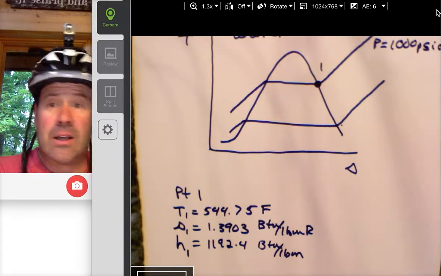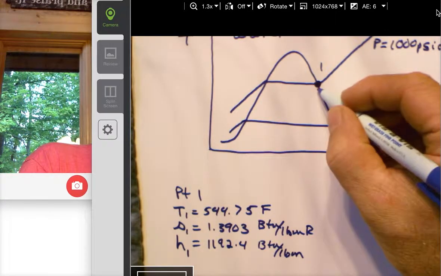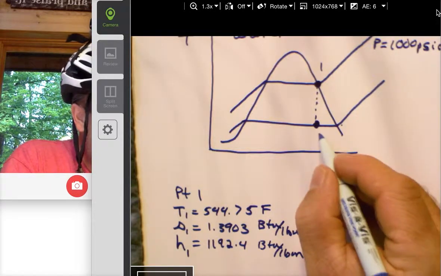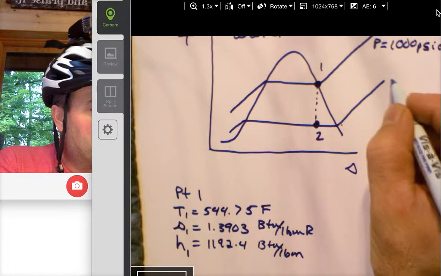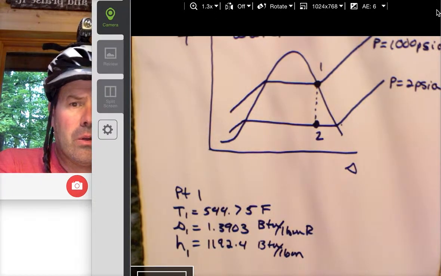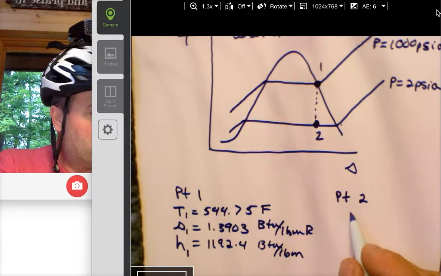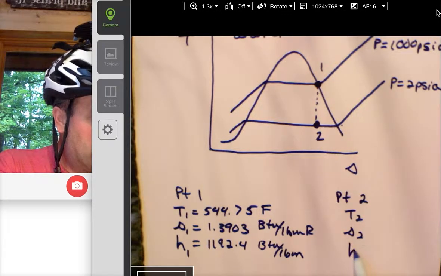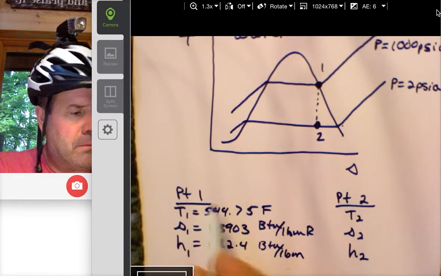Next thing that we need to do is let's drop straight down and find point 2. And let's let the pressure here be 2 psi. So at 2 psi, I want you to find the temperature, the entropy, and the enthalpy. Go ahead and press pause.